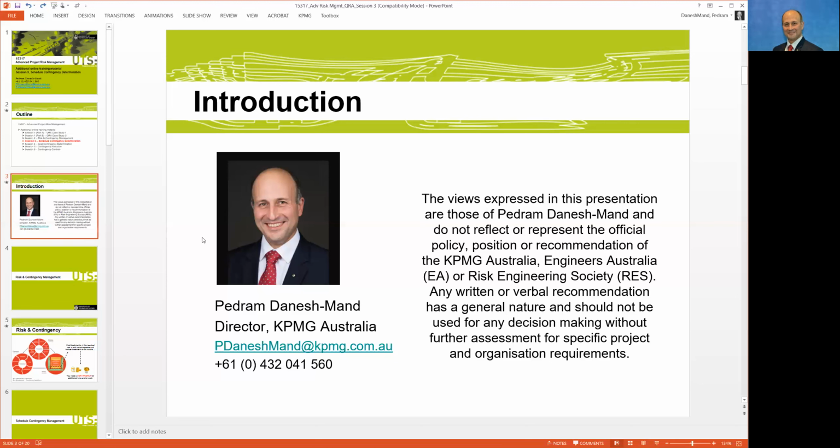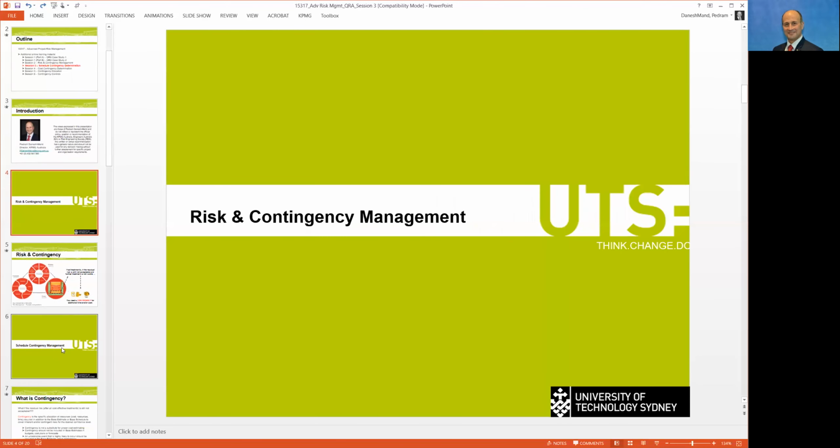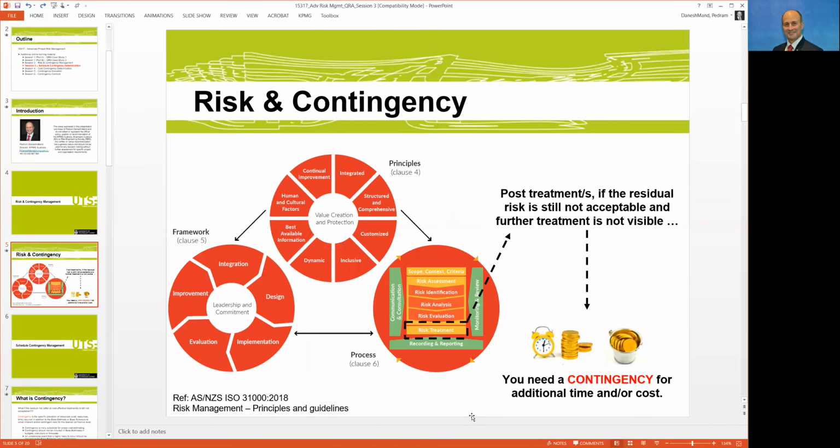So on that basis, let's get into the topic today. Before I get into schedule contingency determination, I would like to share with you, very briefly, where the concept is coming from. When you look at ISO 31000:2018, the ISO standard for risk management, that's the document we mainly refer to in terms of risk management in Australia.